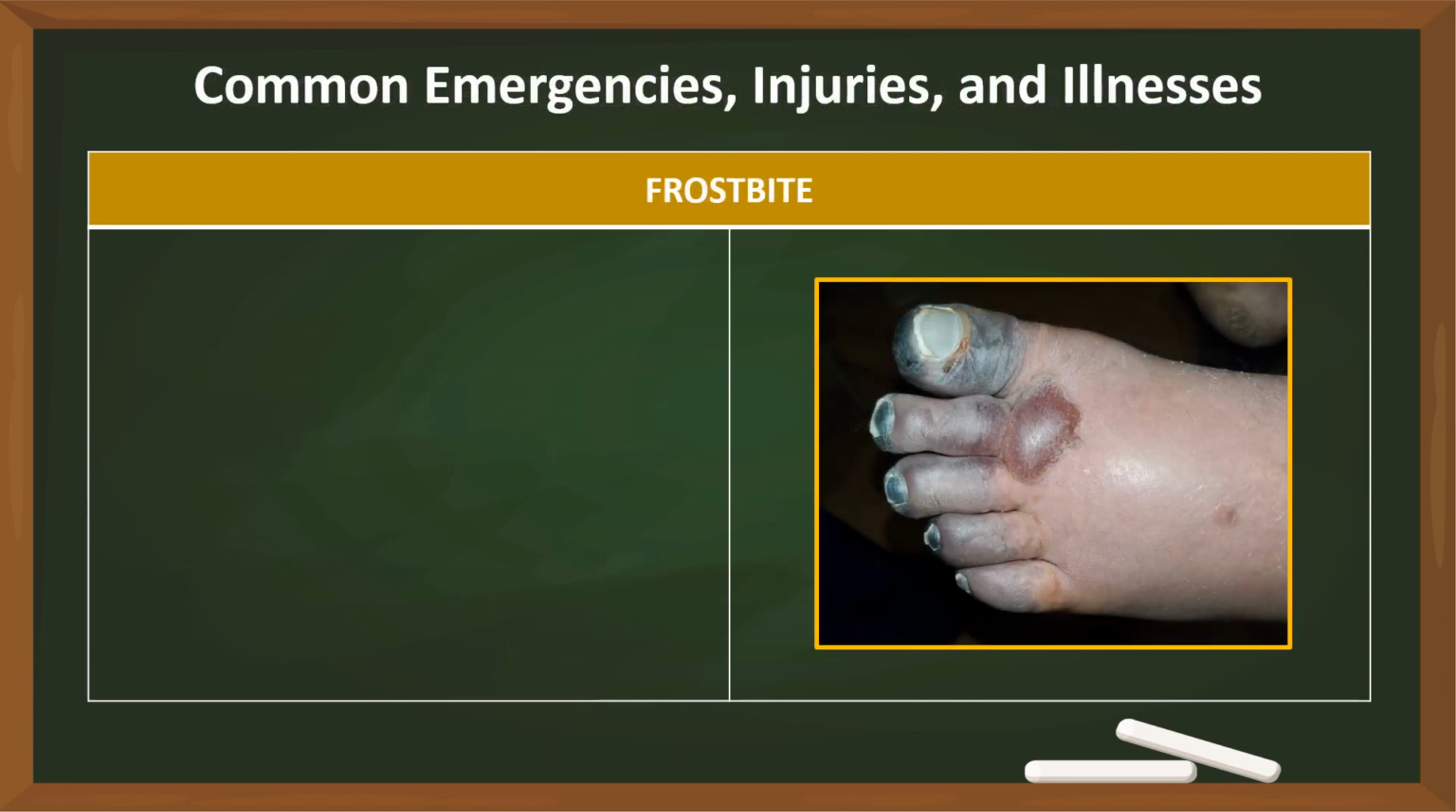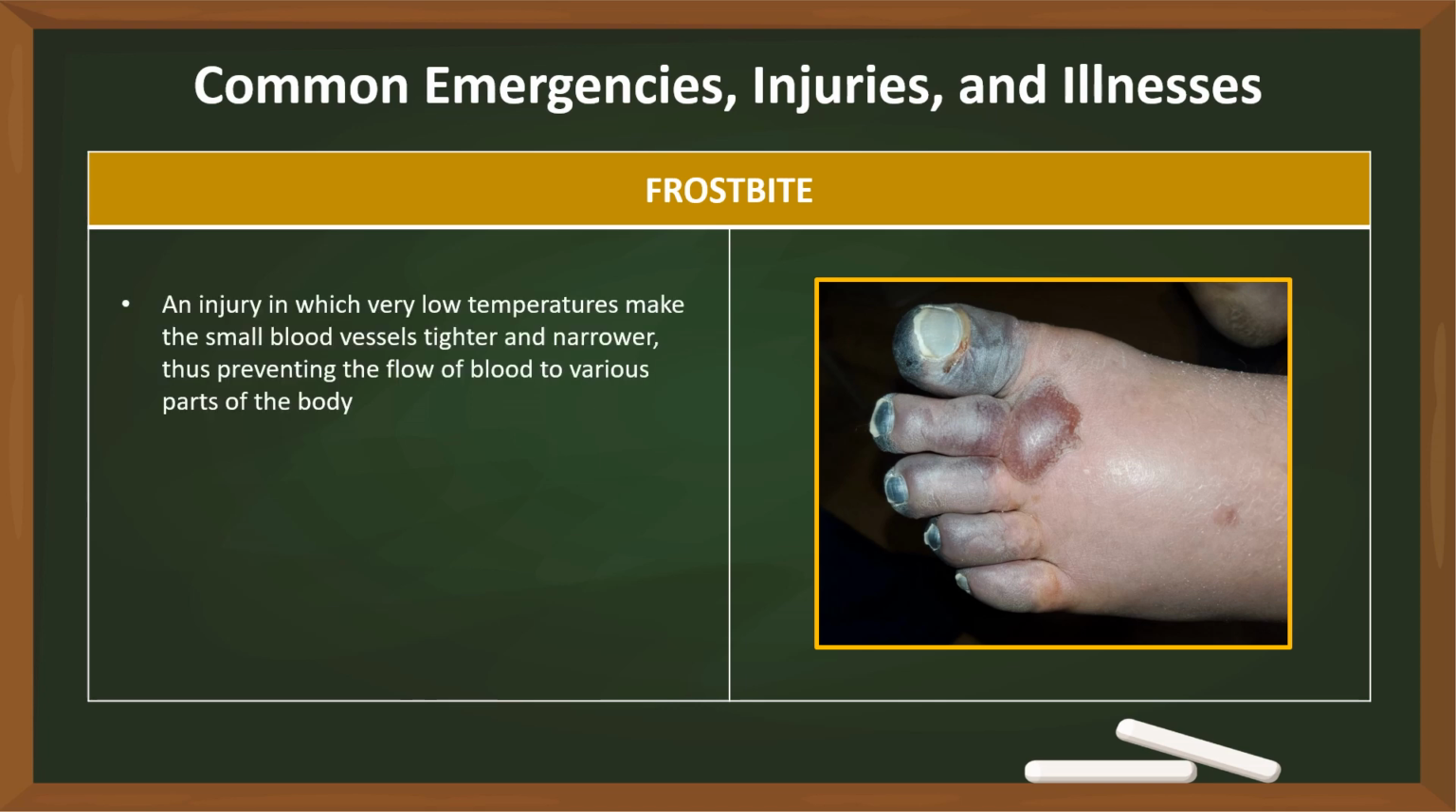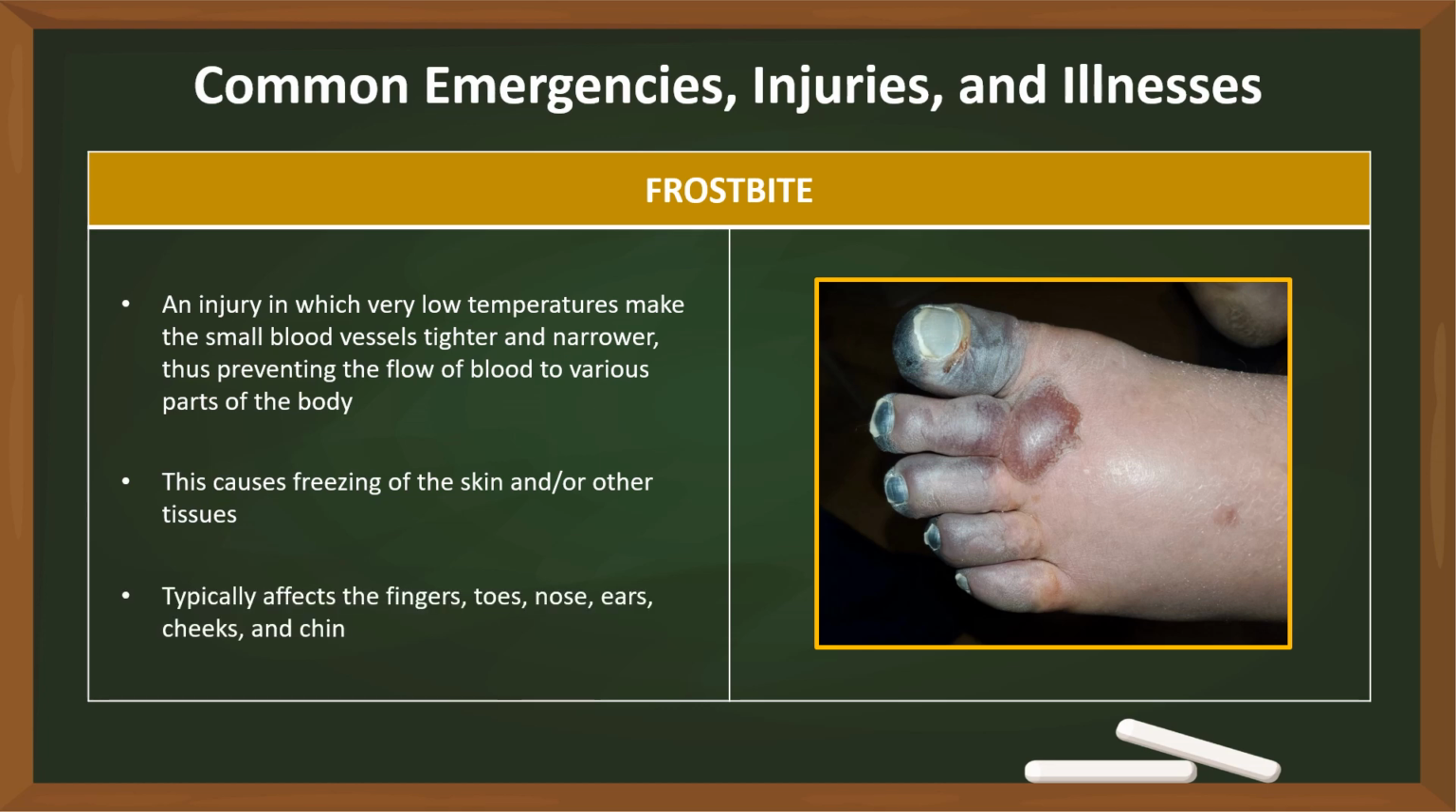There's also a type of injury called frostbite. It occurs when very low temperatures make the small blood vessels tighter and narrower, thus preventing the flow of blood to various parts of the body. This makes the skin and/or other tissues freeze. Frostbite typically affects the fingers, toes, nose, ears, cheeks, and chin.